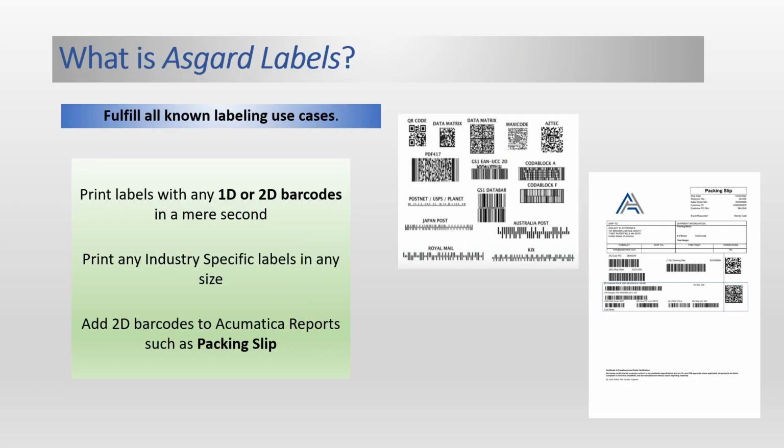Now, what is Asgard Labels? Well, Asgard Labels can fulfill all known labeling use cases. So whether you want to print labels with 1D or 2D barcodes, you can print them in mere seconds. You can print industry-specific labels of any size, and you can even add 2D barcodes to Acumatica reports, such as packing slips, as you can see on the right side of the screen.